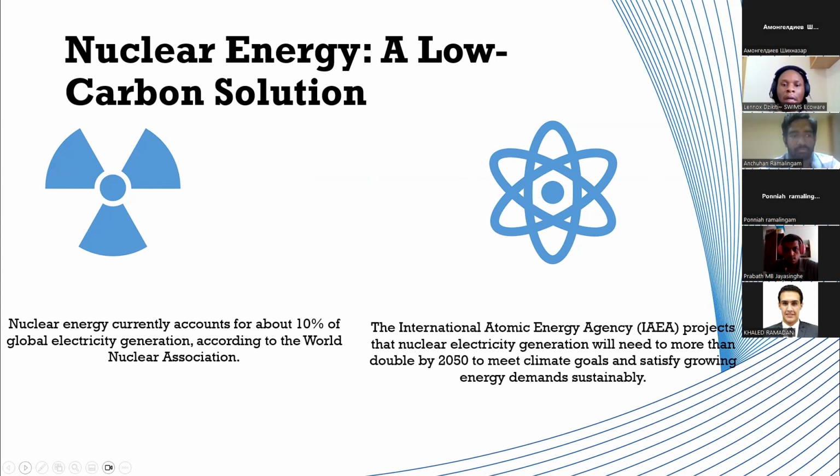Forecasting suggests that nuclear energy will play a significant role in global energy in the coming decades. So, in conclusion, nuclear energy holds immense potential as a low-carbon solution to address climate change by harnessing the power of nuclear technology and paving the way for a sustainable future.